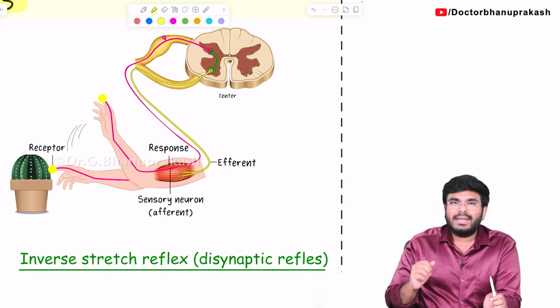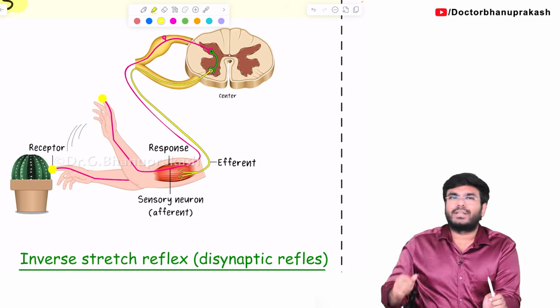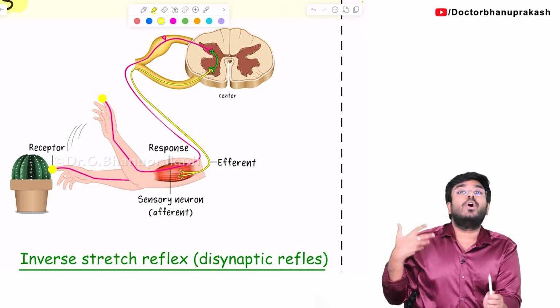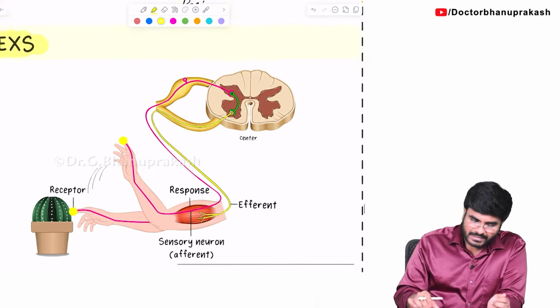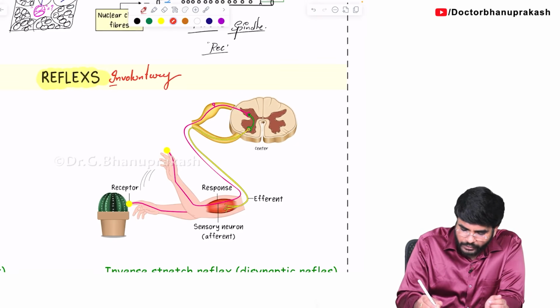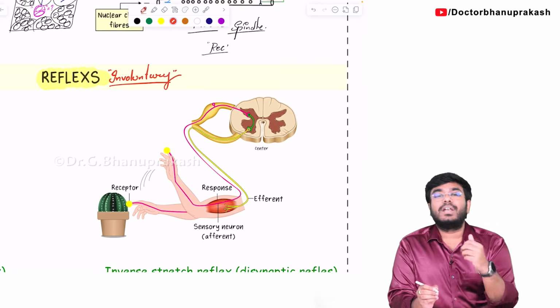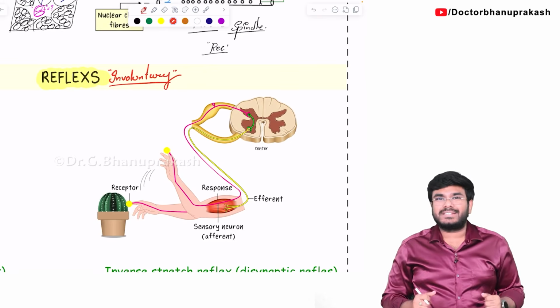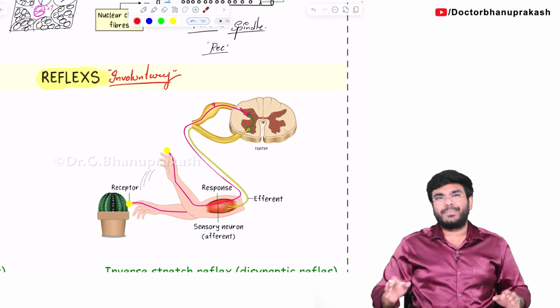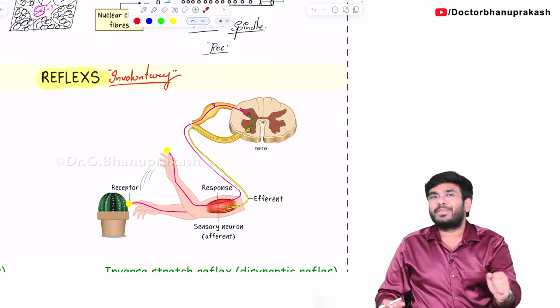So tell me, is it happening voluntarily or involuntarily? When you touch something, immediately you take your hand back. So it happens involuntarily. Reflexes are involuntary in nature. You have to respond quickly, so there is not much time for the cortex to decide. Decision making happens in the spinal cord itself. The cortex is not involved in reflexes.